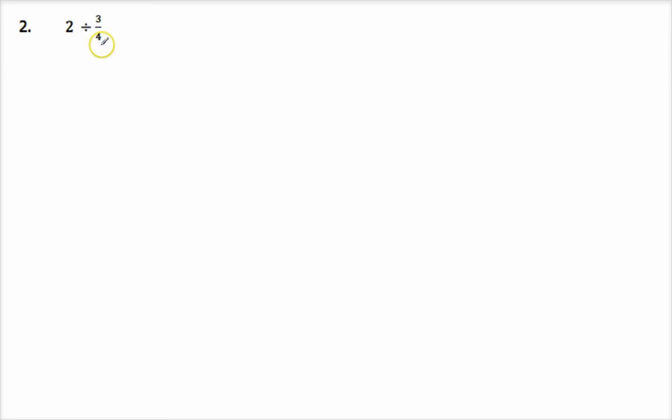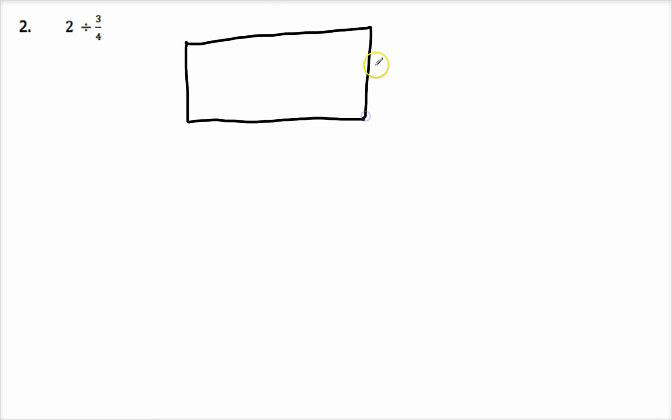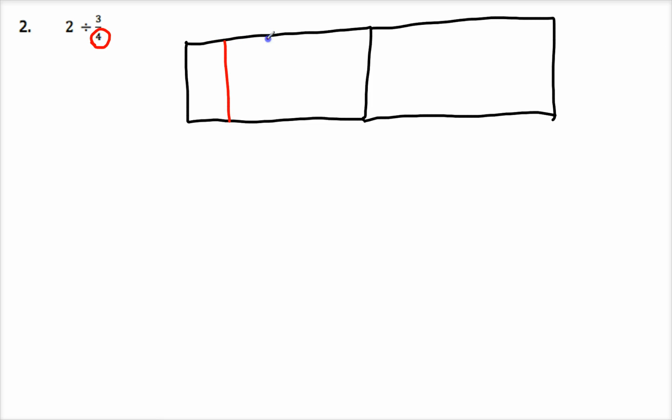My next problem, I have 2 divided by 3/4. So we'll start out with a geometric model to represent 2 wholes. So there's 1 and there's 2. I'm again splitting my pieces into fourths. My denominator here is 4, so 1, 2, 3, and 4 for that one, and then 1, 2, 3, and 4 there. This time I'm thinking, how many groups of 3/4 pieces can I make from my 2 wholes?